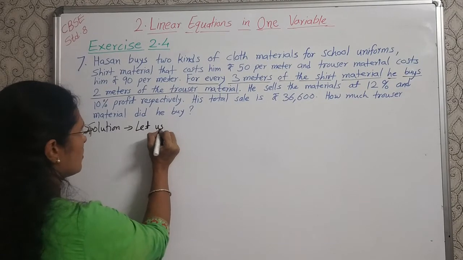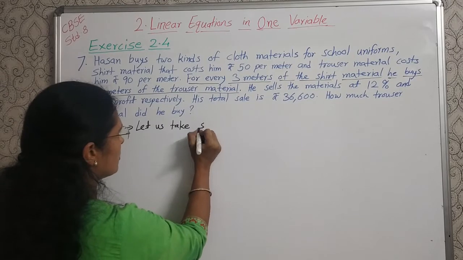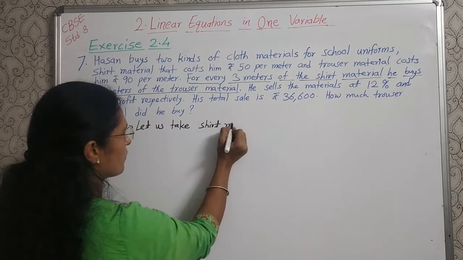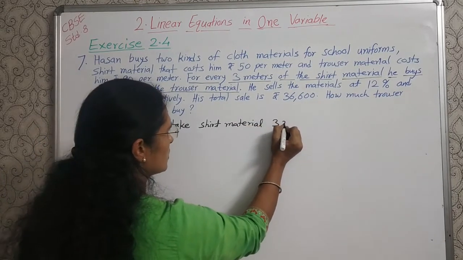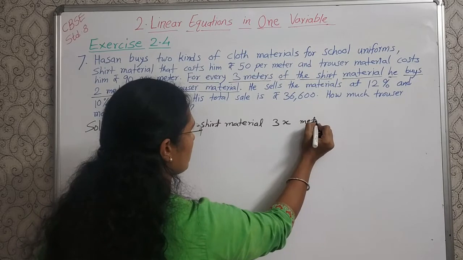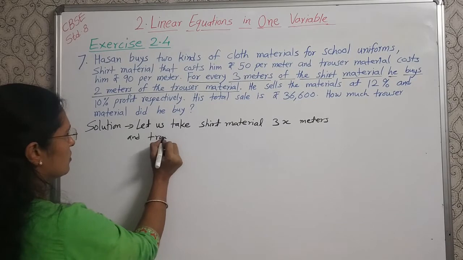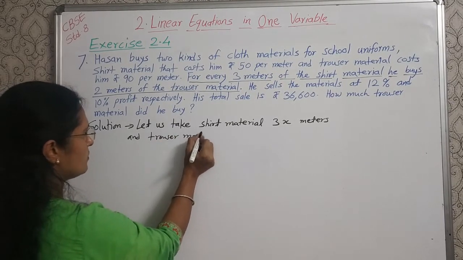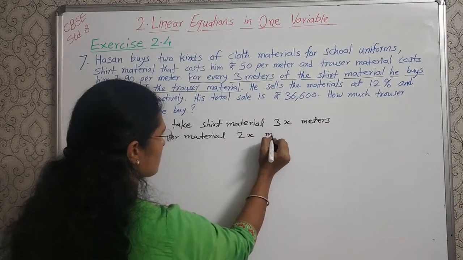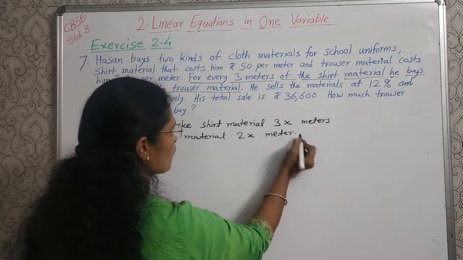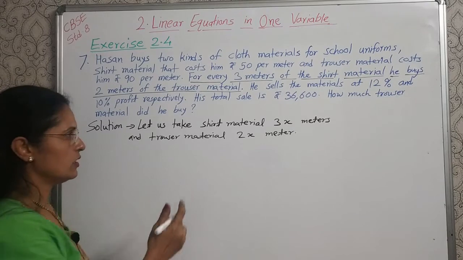So let us take shirt material (3x meters) and trouser material 2x meters. Now let us prepare a table.